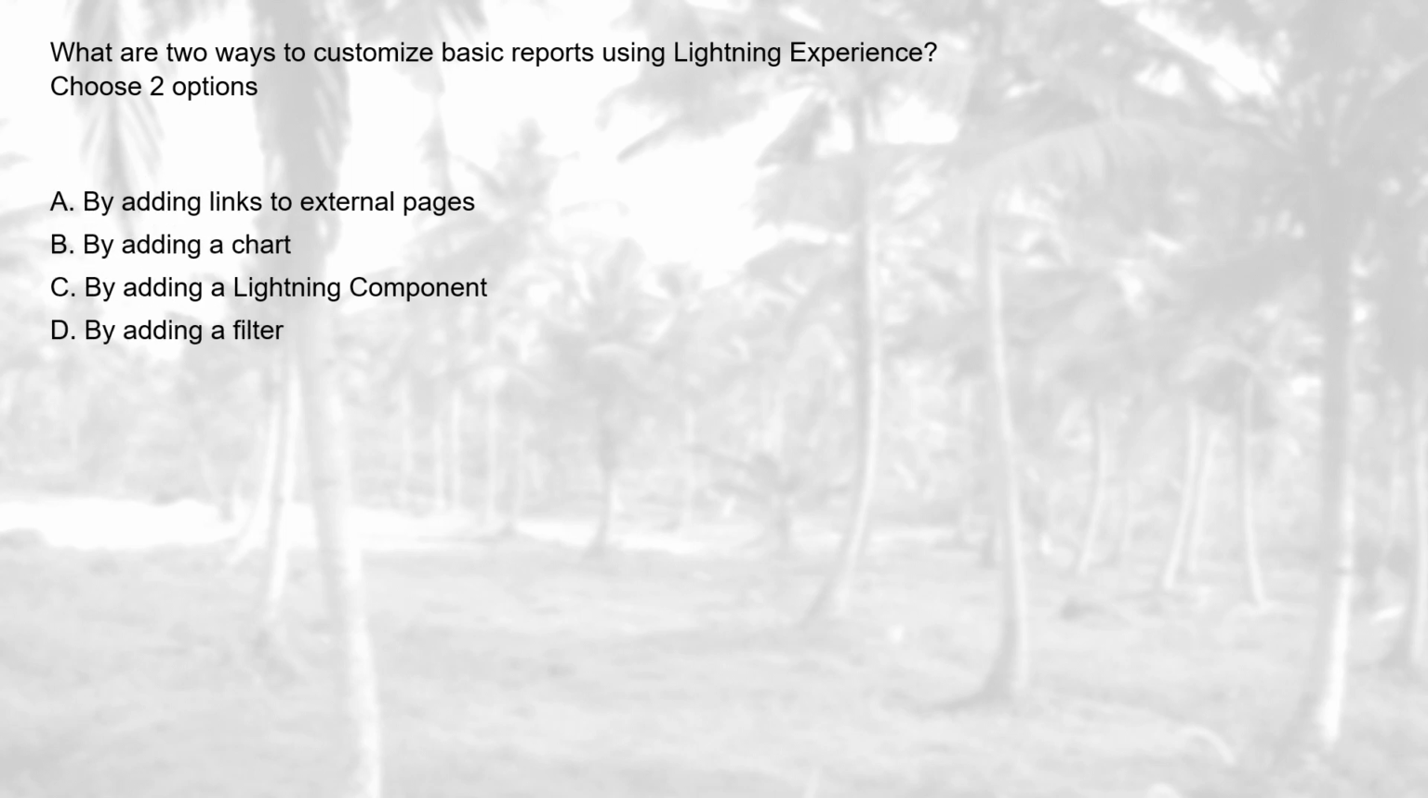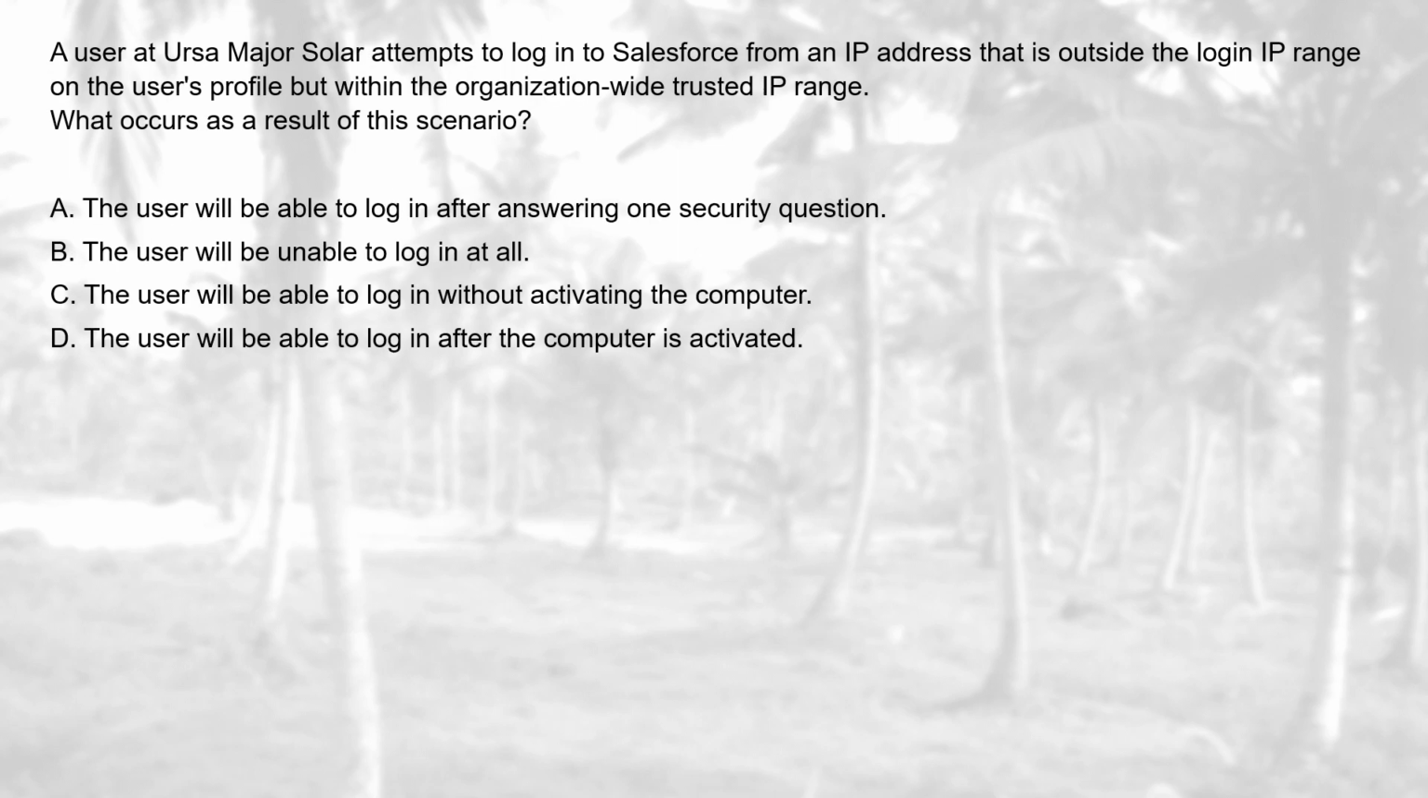Let's see what we have next. A user at Ursa Major Solar attempts to log into Salesforce from an IP address that is outside the login IP range on the user's profile, but within the organization-wide trusted IP range. What occurs as a result of this scenario? A, the user will be able to log in after answering one security question. B, the user will be unable to log in at all. C, the user will be able to log in without activating the computer. D, the user will be able to log in after the computer is activated.